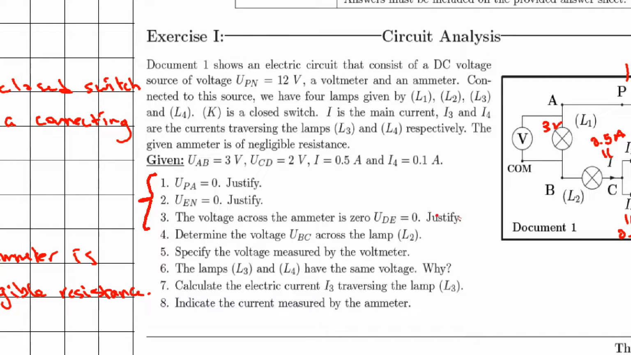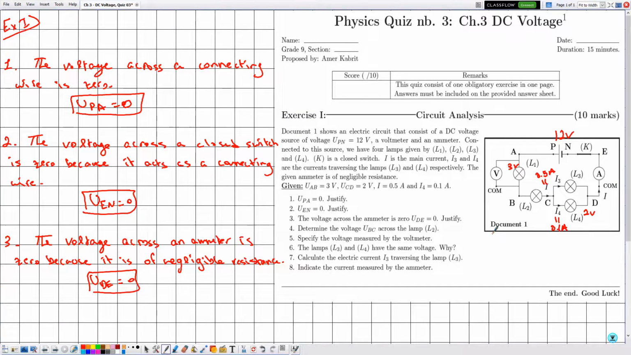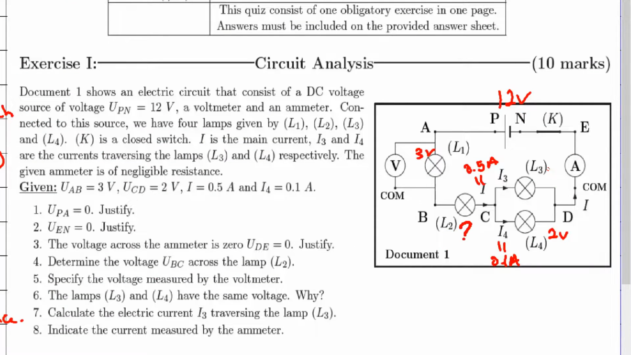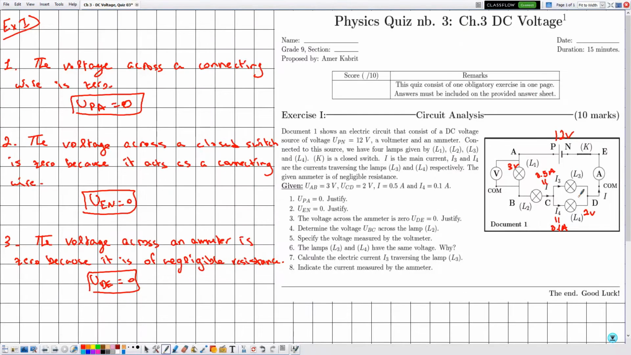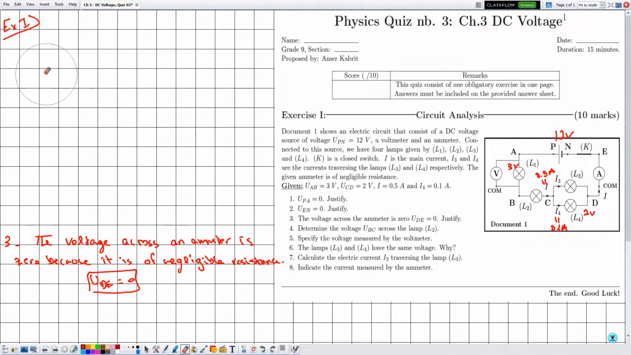Before we proceed to part 4, since in parts 1, 2 and 3 they ask me about the voltages across different branches, we expect that they will ask me about the law of addition of voltages. Indeed, in part 4 they are telling me to determine the voltage UBC across the lamp L2. We know the voltage across the battery, the voltage across the lamp L1 and the voltage UCD, and all of these are related by the law of addition of voltages. Let me make some space here, and for part 4 as a title: apply law of addition of voltages.